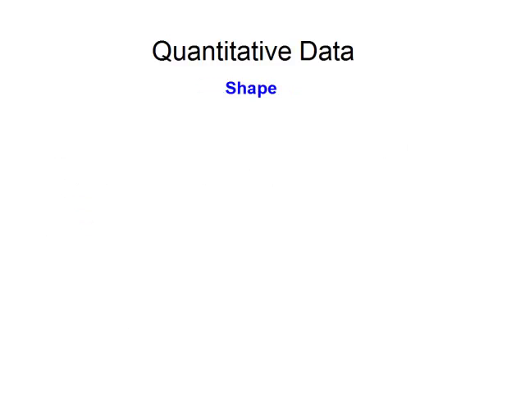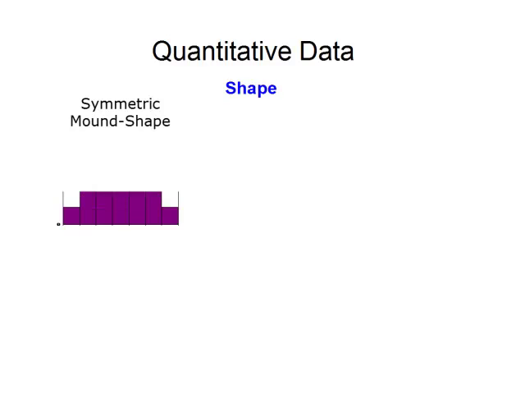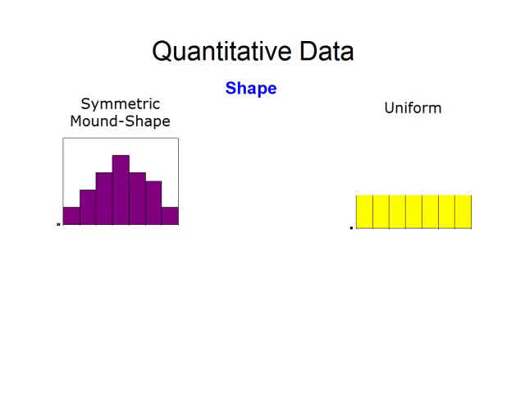Let's talk about shape. There are many different types of shape of looking at our data. We have a symmetric mound shape. Almost looks like a bell curve if we were to look at it in terms of a curve. We have a uniform distribution, which basically says that all the values are approximately the same value.